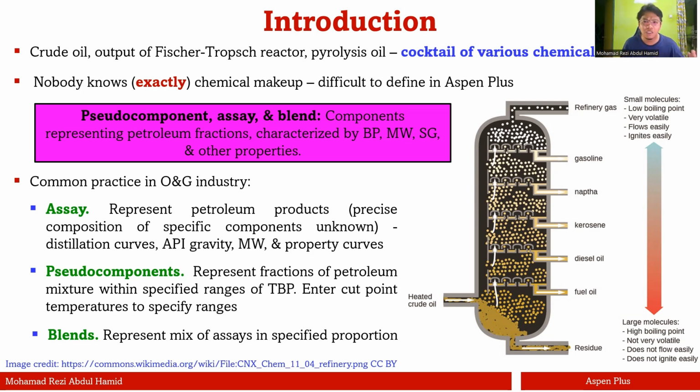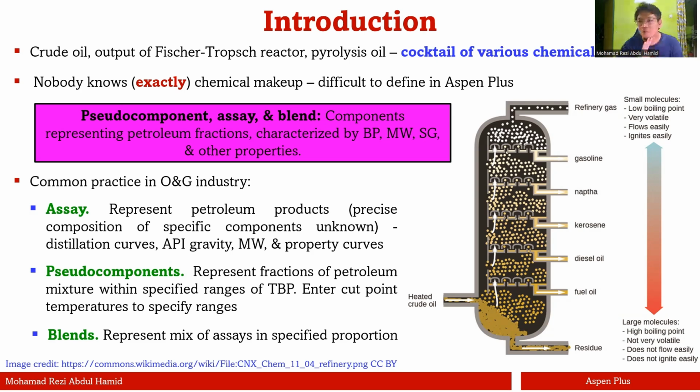But the only thing that we know is maybe they consist of alkene, maybe alkyne, for example, and then cycloalkane, the one that contains benzene. They also have sulfur and stuff like that. Therefore, it's very difficult to define them traditionally, using our normal method in Aspen Plus. So what's the solution to this? We can use a pseudo component, assay and blend type of component in Aspen Plus.